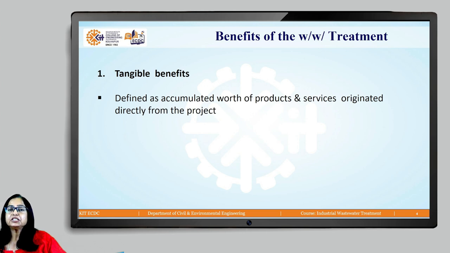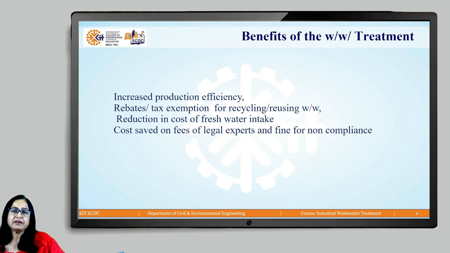Obviously, the ETP requires operation, and for operation, it's a source of employment. People are designated or appointed to operate this ETP. So it's a source of employment. Plus, ETP also requires maintenance. So there's a team of experts who is designated with the job of maintenance of various equipments and parts of this ETP. So let's look at the various benefits of wastewater treatment.